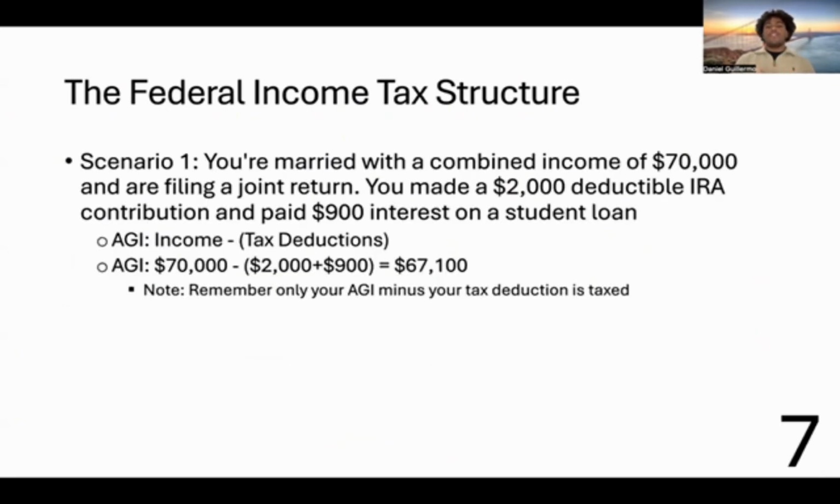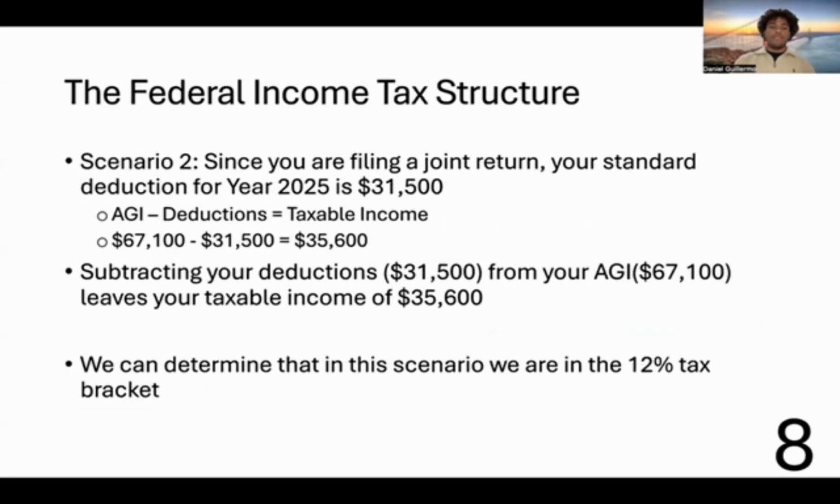Scenario one. So let's say you're married with a combined income of $70,000 and are filing a joint return. You made a $2,000 deductible IRA contribution and paid $900 interest on a student loan. Let's calculate your AGI. So your combined income of $70,000 minus $2,900 of tax deductions gives you an AGI of $67,100. And now remember, your AGI minus your tax deductions is what is taxed.